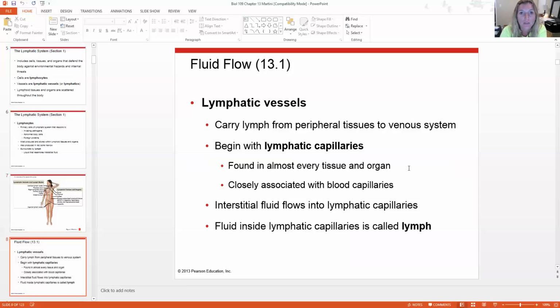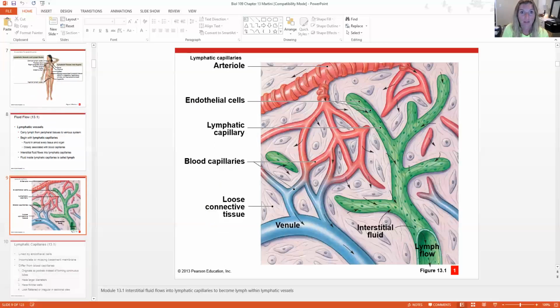So these vessels begin with lymphatic capillaries. The lymphatic capillaries are found within all the tissues and all the organs. They're closely associated with blood capillaries. So where you have blood capillaries, you're also going to have a lymphatic capillary. The interstitial fluid flows into the lymphatic capillaries, and the fluid inside those capillaries is called lymph. So again, that's why lymph resembles the interstitial fluid. It's basically the extra stuff that's sitting around after the blood capillaries have exchanged materials. The lymph sucks up that extra stuff.